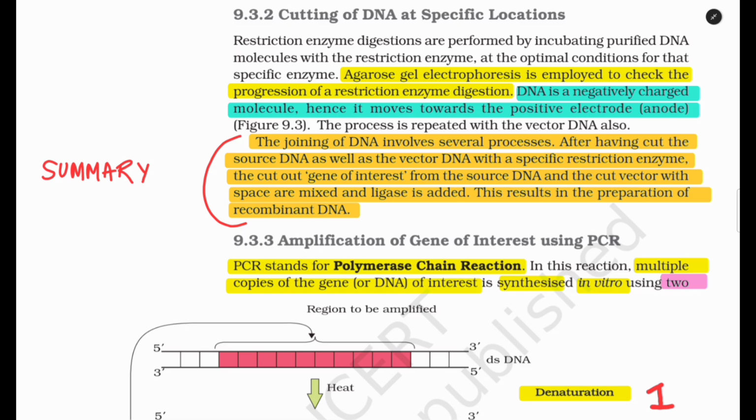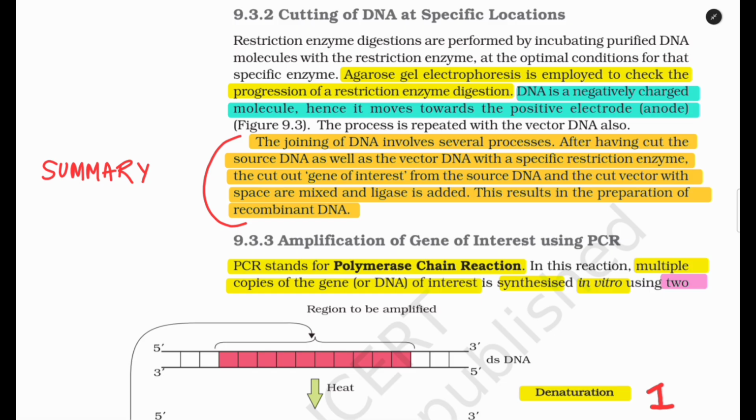9.3.2 Cutting of DNA at specific locations. Restriction enzyme digestions are performed by incubating purified DNA molecules with the restriction enzyme at the optimal conditions for that specific enzyme. Agarose gel electrophoresis is employed to check the progression of a restriction enzyme digestion. DNA is a negatively charged molecule, hence it moves towards the positive electrode, the anode. Figure 9.3. The process is repeated with the vector DNA also.